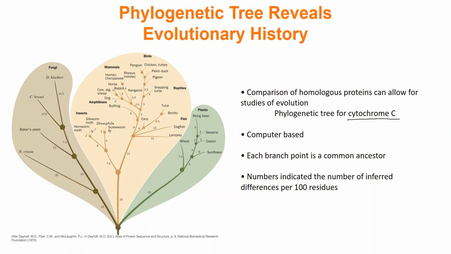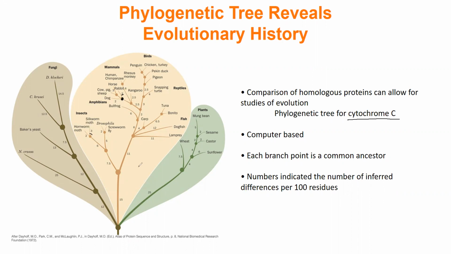And these numbers there, it just says, based on 100 residues, how many mutations am I likely to see? So that's what all of these numbers are actually showing. And each of these node points is a common ancestor, right? So that's where the organisms split off.